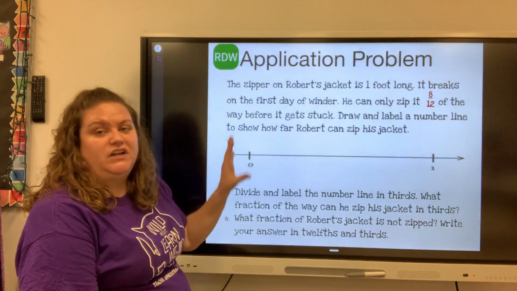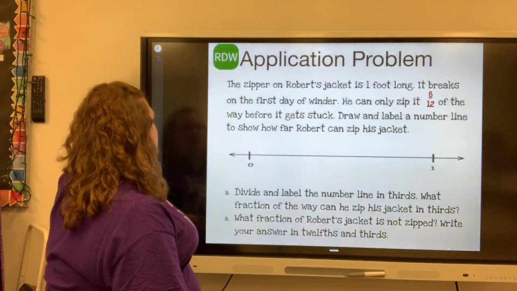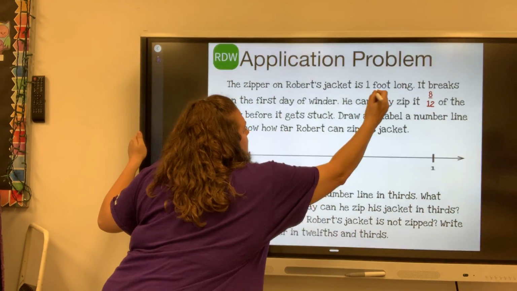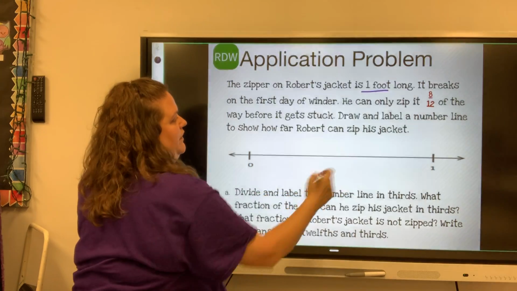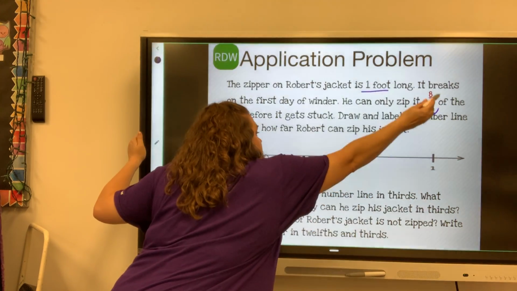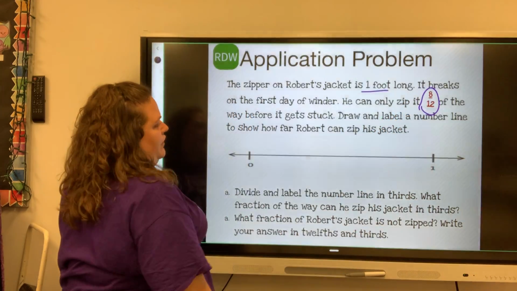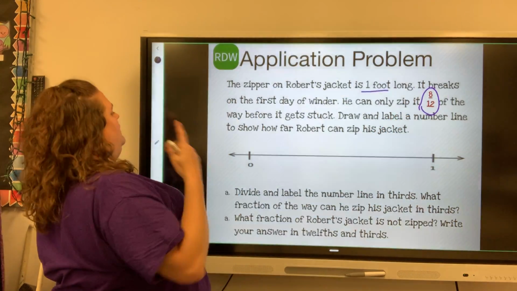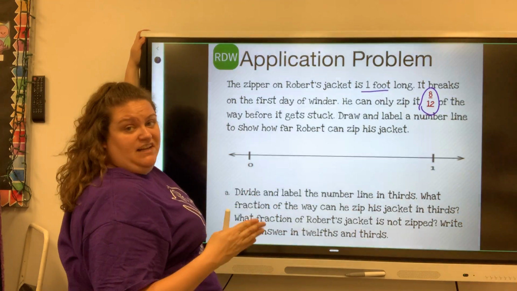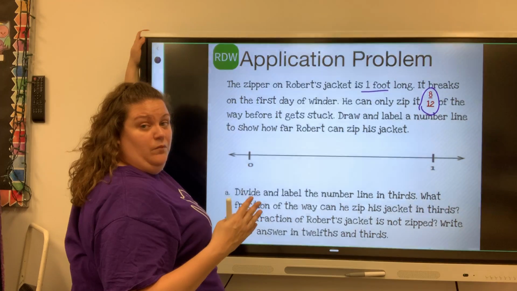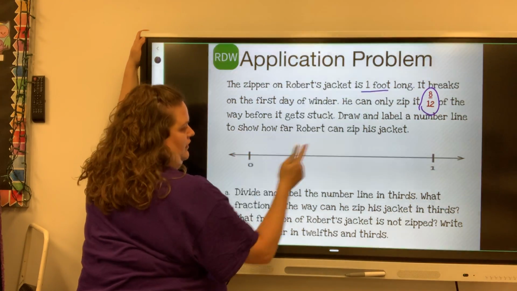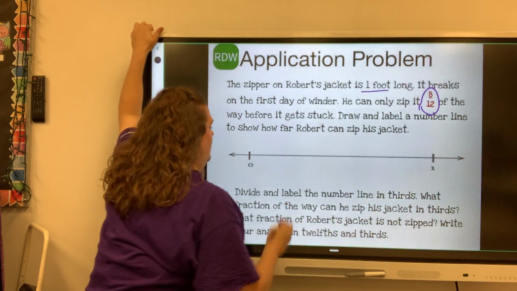So we have 3 parts, but we're going to start with the first part and poor Robert and his jacket. So the zipper on Robert's jacket is 1 foot long. So we have 0 to 1. They already did that for us. It breaks on the first day of winter, and he can only zip it to 8/12 of the way before it gets stuck. Draw and label a number line to show how far Robert can zip his jacket. The 12th tells us we're going to divide it into 12 pieces. So we're going to need 11 lines because this is 0 over 12, and that is 12 over 12.